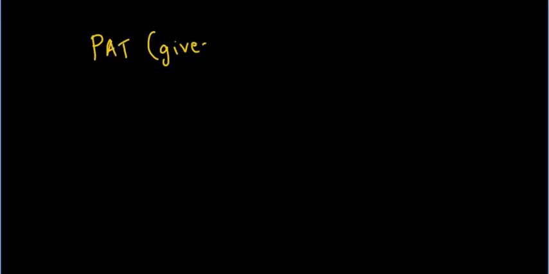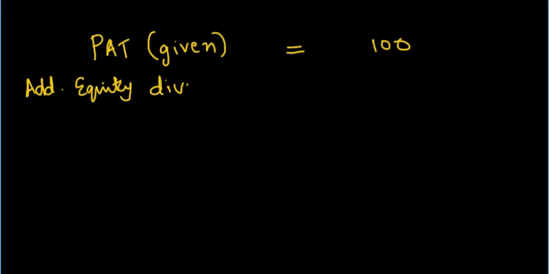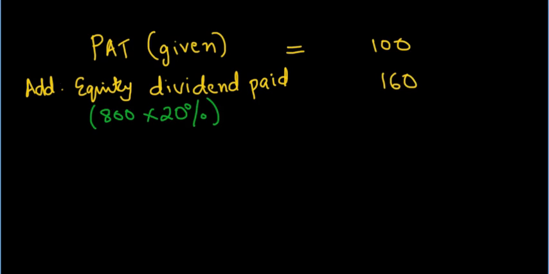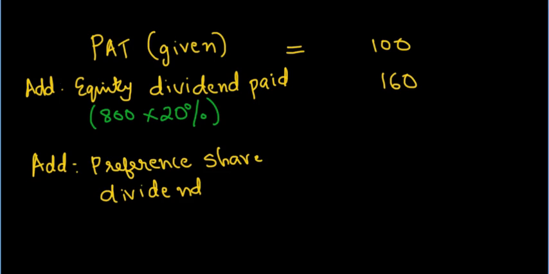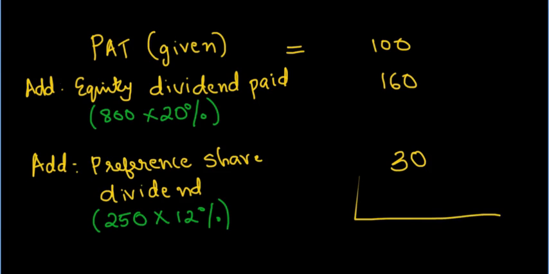Hence, in order to compute NOPAT, first equity dividend has to be added back, which is rupees 800 into 20%, which equals rupees 160. Next, dividend paid to preference shareholders amounting to rupees 30, which is obtained as rupees 250 into 12%. Now we get the original profit after tax, which is rupees 100 plus 160 plus 30, which is rupees 290.